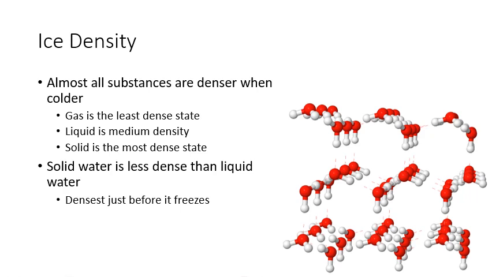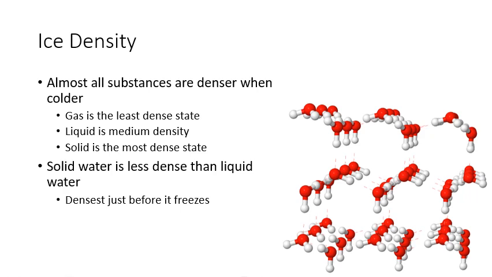So gaseous water, which is steam, is actually the least dense state of water, but the liquid is more dense than the solid form, which is ice. So liquid water is more dense than ice. That means that ice is going to float on top of liquid water.